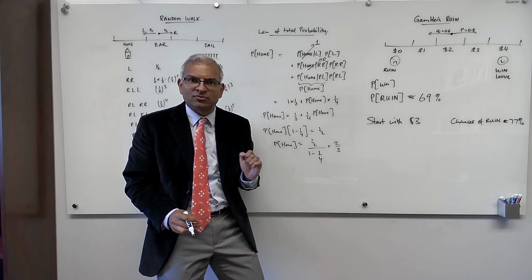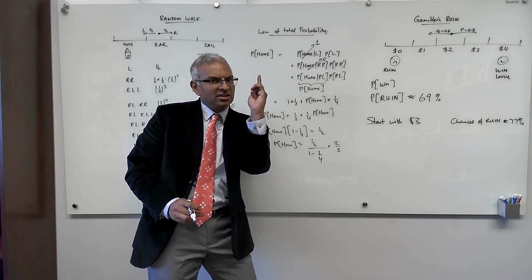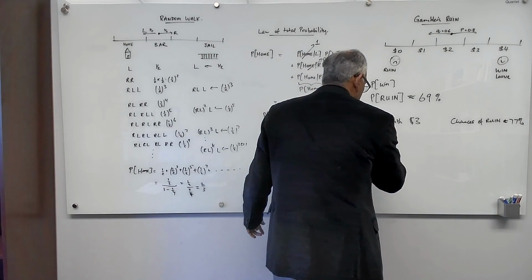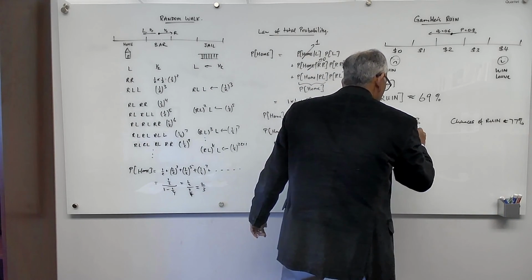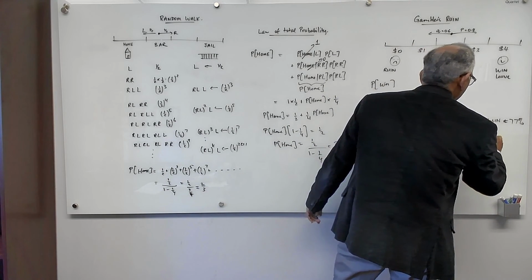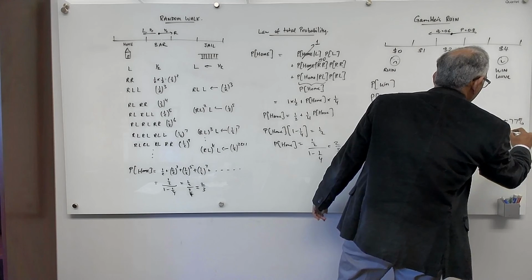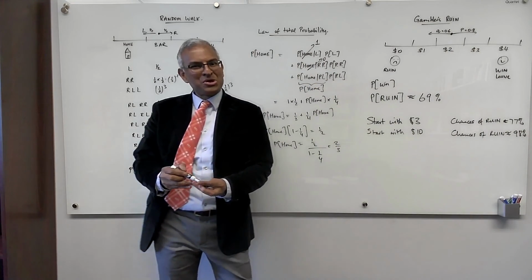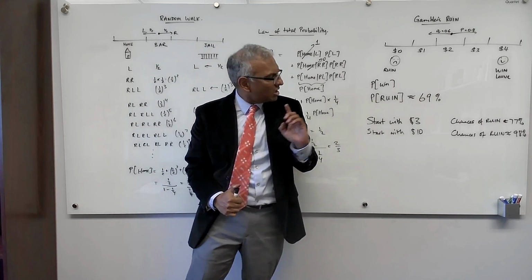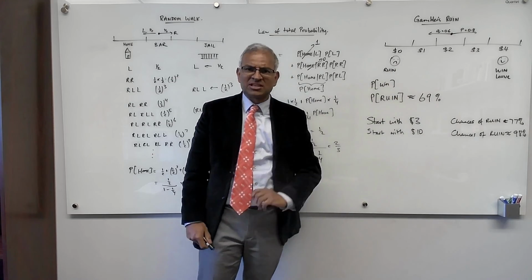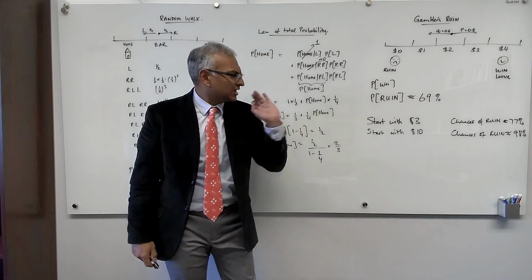So let's see what happens if you started with $10. You'll play either till you get ruined or till you double up to 20. Start with $10, chances of ruin are approximately 98%. Wow! So in this game, trying to double up with $10, you will get ruined 98% of the time. It's truly a gambler's ruin.